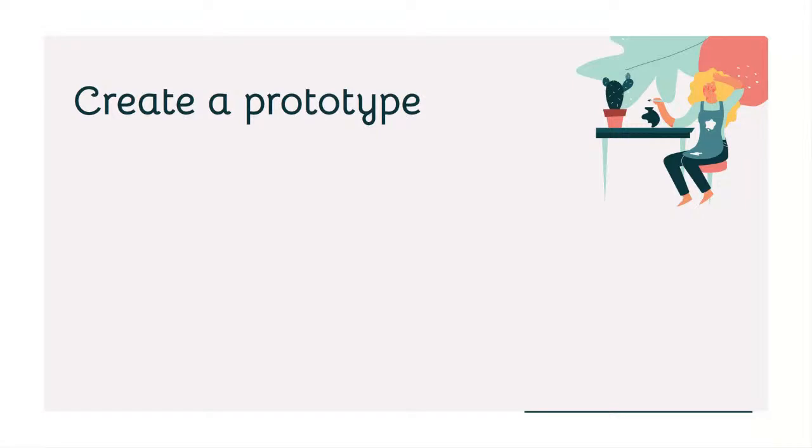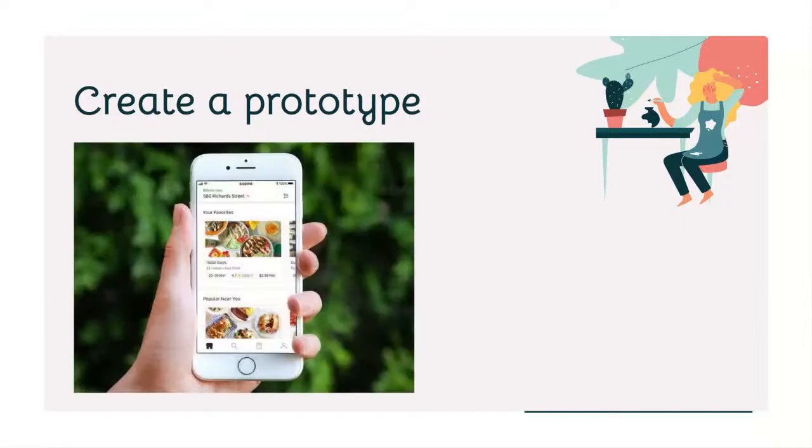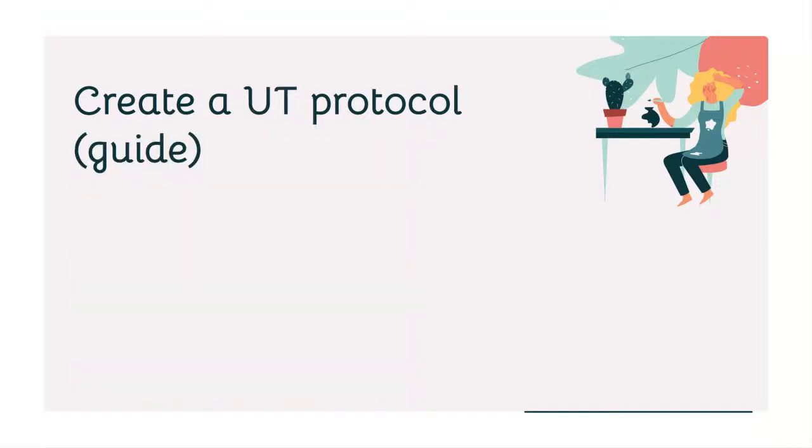So create the prototype and make sure that you can share a link or something similar to a real prototype with the participants. Otherwise, they won't be able to have a look at it. So it may look like this. It may work on your phone. It may work on your laptop. And then next would be to create a UT protocol. This is a very important step. I hope you don't skip this if you're going to do a UT.